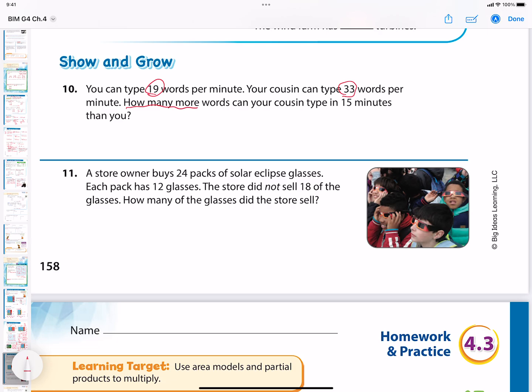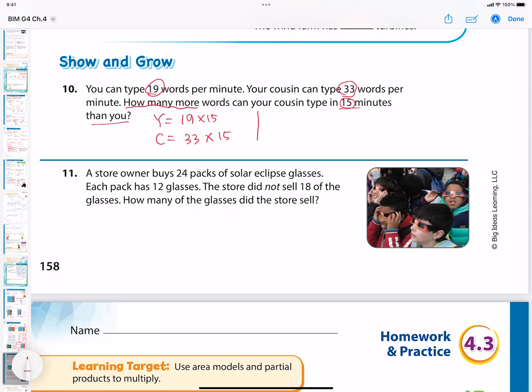Subtraction, right? Because you are comparing. Find the difference. How many more words can your cousin type in 15 minutes than you? All right, let's find out. You are 19 per minute, and for 15 minutes you are going to practice. And then your cousin is 33 words per minute and for 15 minutes.